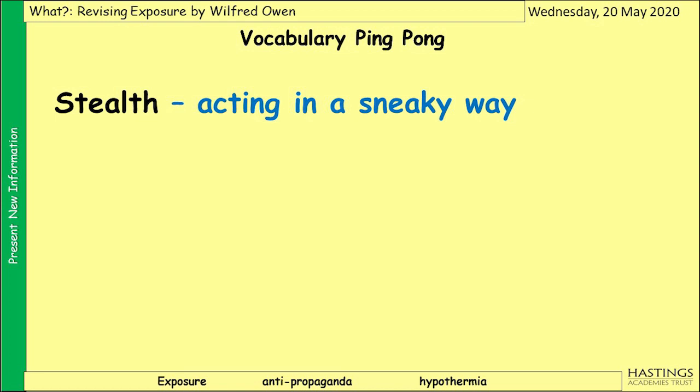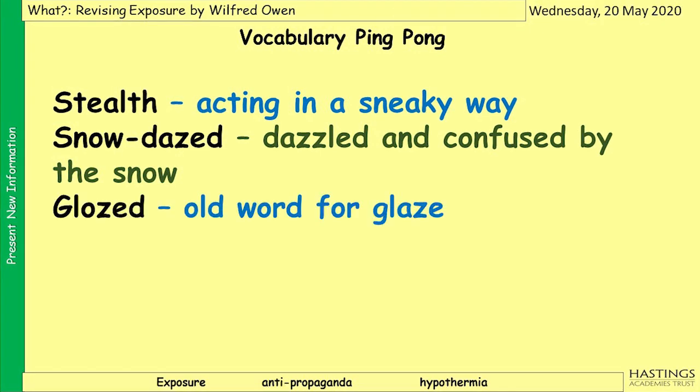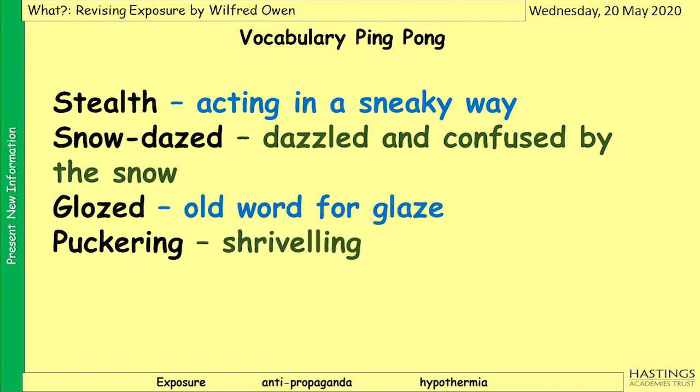Once again, with vocabulary ping pong, you will be expected to write out the words you do not know and their definitions. The first word is stealth, and this means acting in a sneaky way. The second word is snow-dazed, and this is when someone is dazzled and confused by the snow. Glozed is a very old-fashioned word for glaze. Puckering means shrivelling.